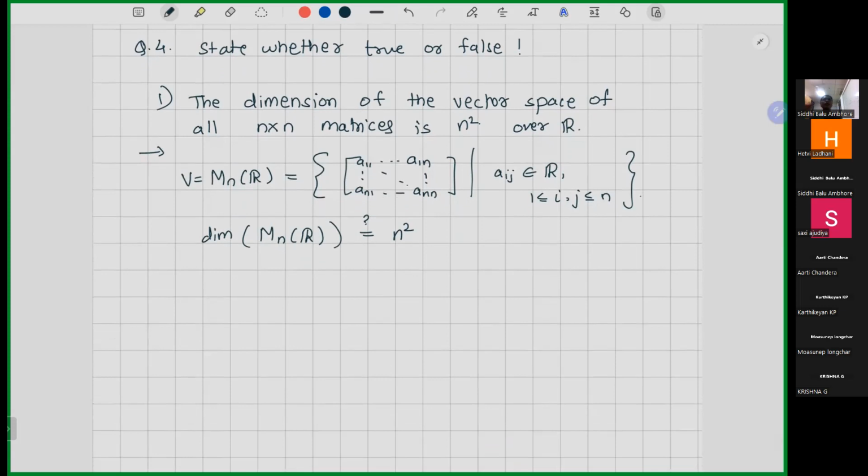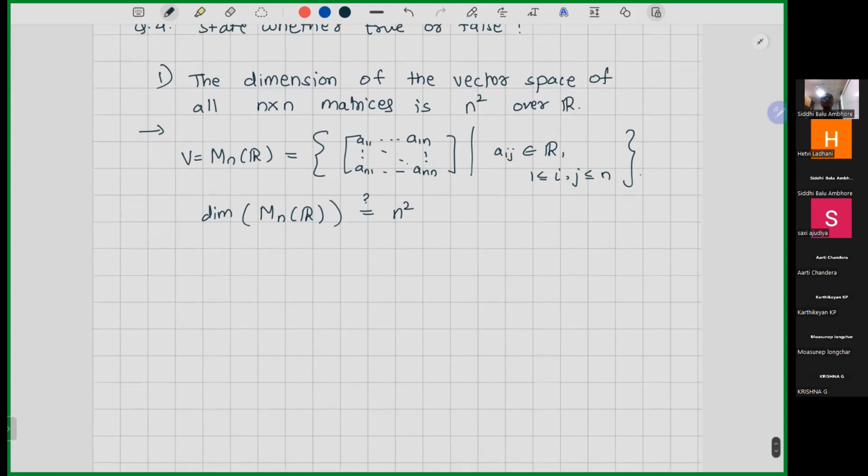Why the dimension of the vector space of all n cross n matrices? If it is false, then what is your guess, Krishna? What will be the dimension then? We have a matrix of one dimension. Okay. Why this statement is false, I do not understand. They are saying that the dimension of M_n(R), the vector space of all n cross n matrices, is n square.